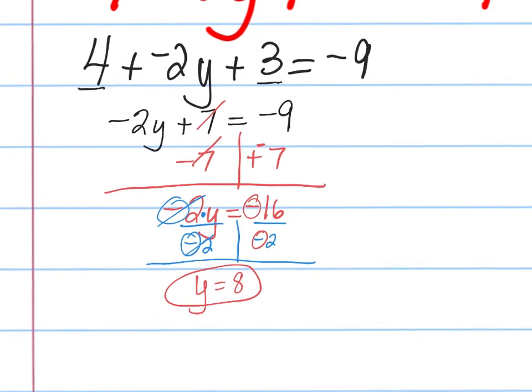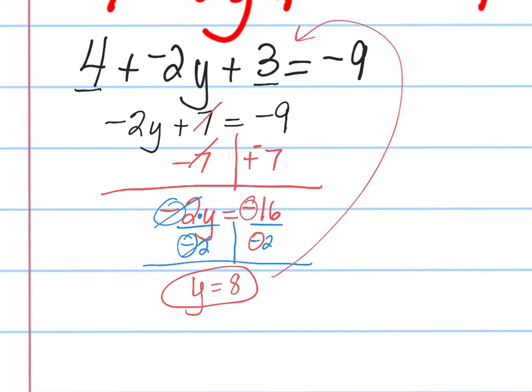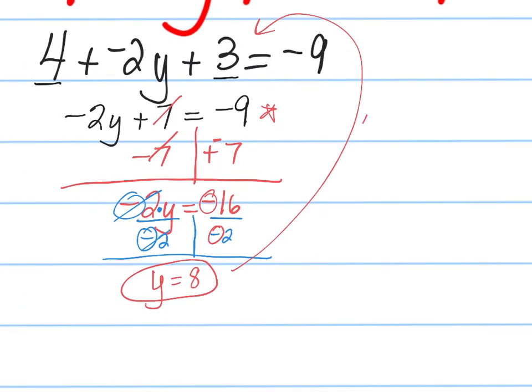I now need to check this in the original problem. You guys, it has to be in the original problem because if you added 4 and 3 wrong, your second step right here would reflect your error. So we're going to write 4 plus negative 2 times 8 plus 3. I want to know, is that equal to negative 9? Well, this is an order of operations problem in your check. Do we add or multiply first? So negative 2 times 8 is?